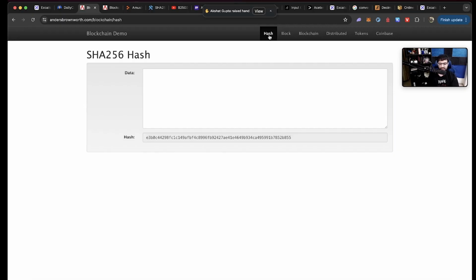Let's go to the first tab over here called hash. We have already seen this. You put some number, 100x devs. You get back an output or a hash over here.